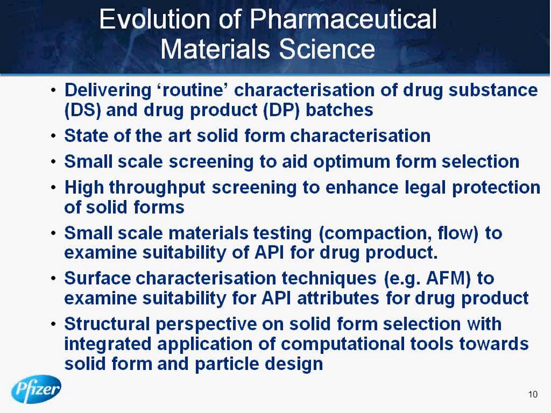We then started on a journey that said, if we've got the solid form, how can we check its suitability for manufacturing? So we introduced small-scale material testing, whether it's checking the compactability of the API or the flow of the API. And increasingly we've started to look at surfaces, and in particular use techniques like AFM to examine the surface attributes of an API, particularly the importance of that in relation to inhalation products. But ultimately I think we're on a journey that takes us towards a structural perspective of solid form selection, with the integrated application of computational tools towards solid form and particle design.